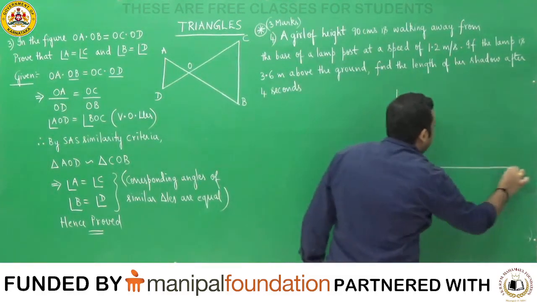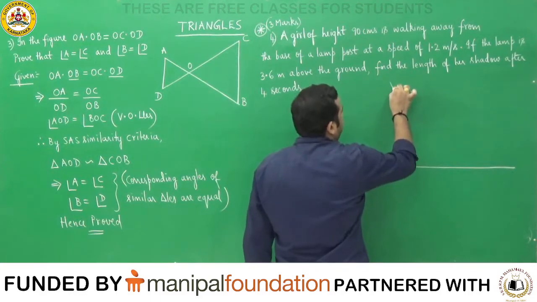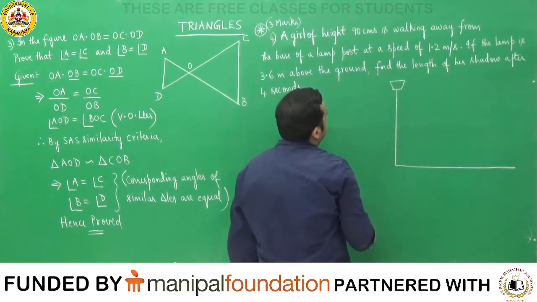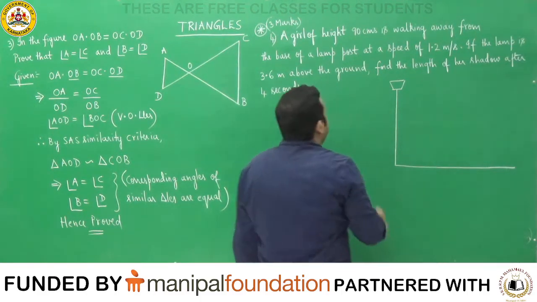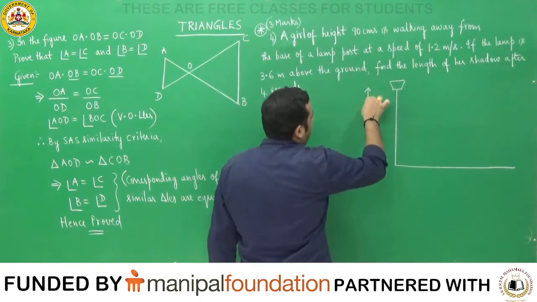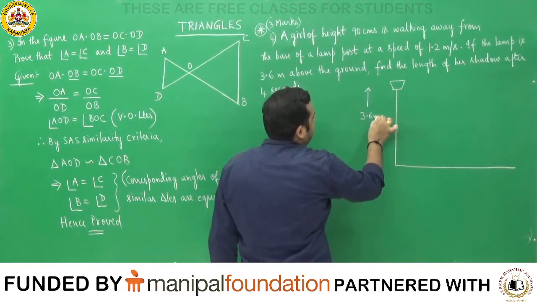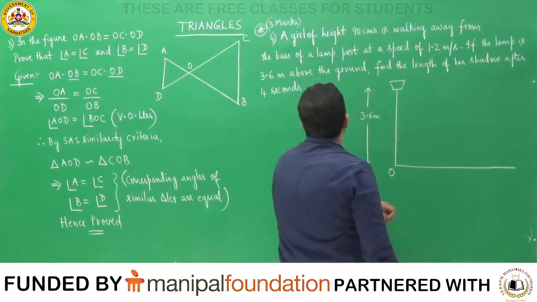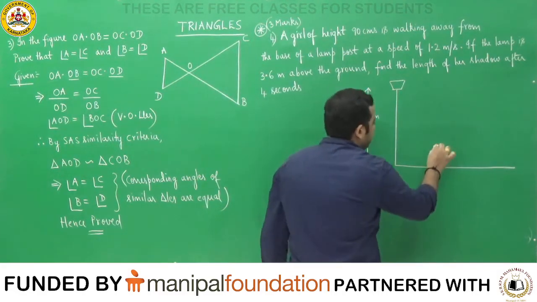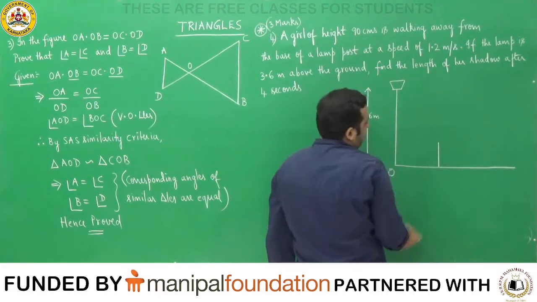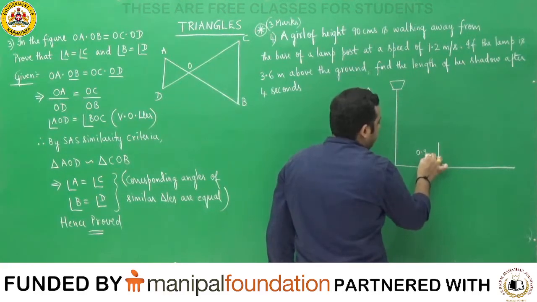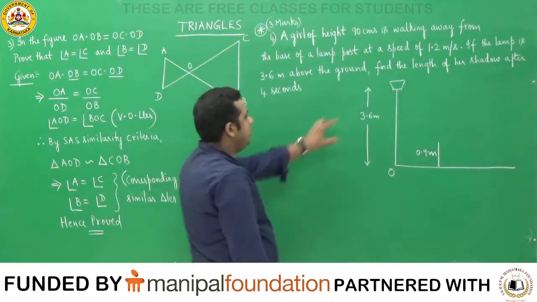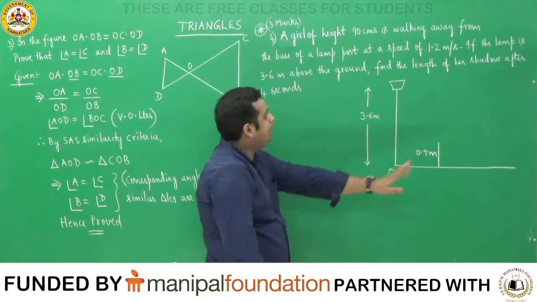So this is the lamp post, and here there is a lamp which is kept like this. The lamp is 3.6 meters above the ground. Let me call this point O. A girl of height 90 centimeters, so this is the girl. 90 centimeters is 0.9 meters, because here it is in meters, so here also you will convert it into meters.